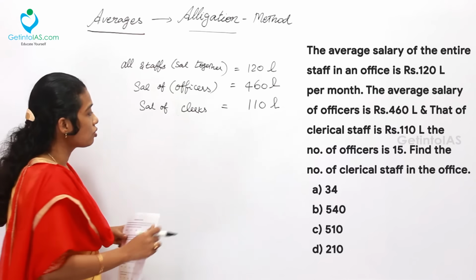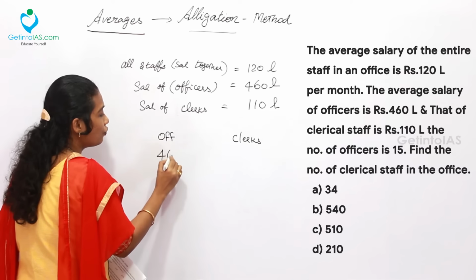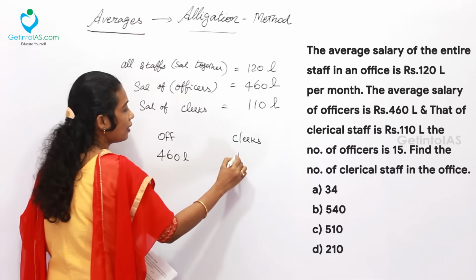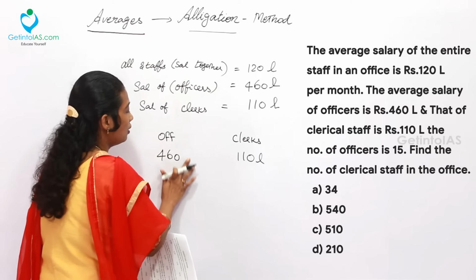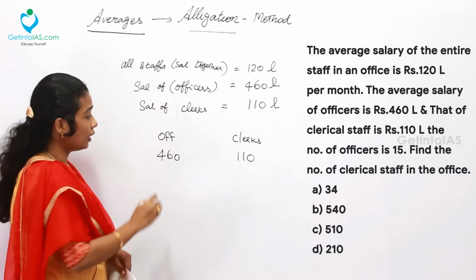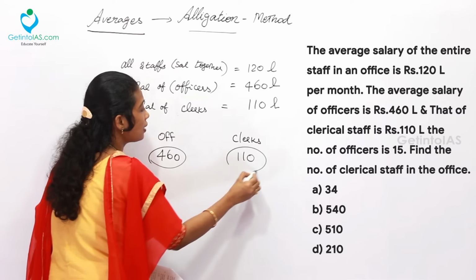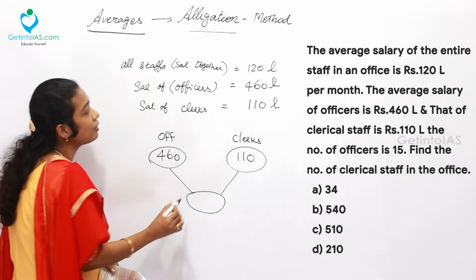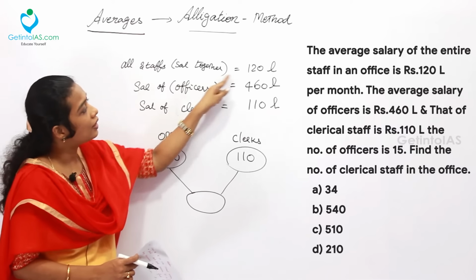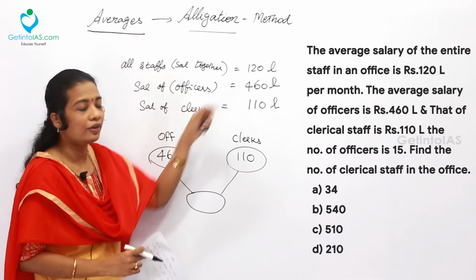So here, first of all, officer's salary, afterwards clerk salary. Officer salary is 460 lakhs, clerk salary is 110. You can simply ignore the lakhs, because all the parameters are given in terms of lakhs. So just remove it. Here officers and clerks get this much salary, and the overall average salary is 120. So directly you can take it.